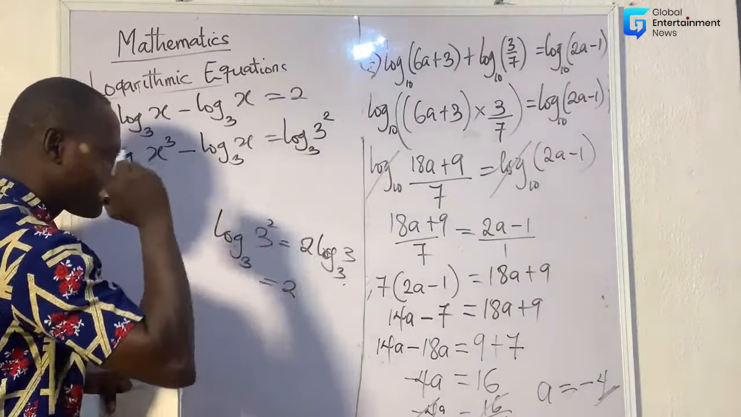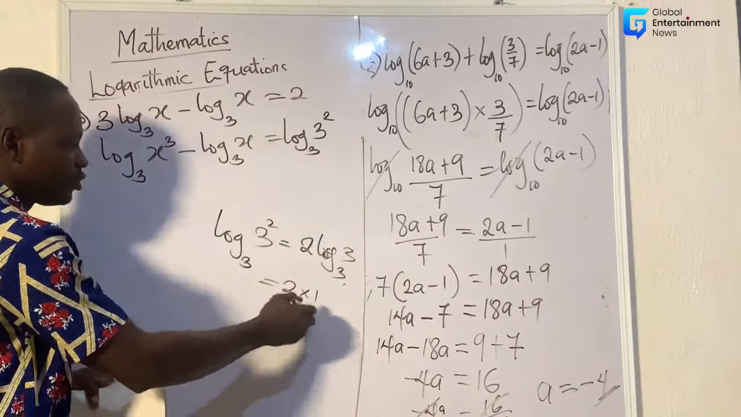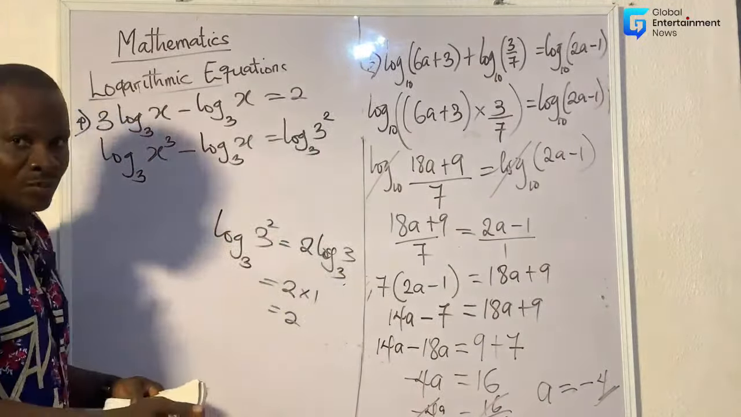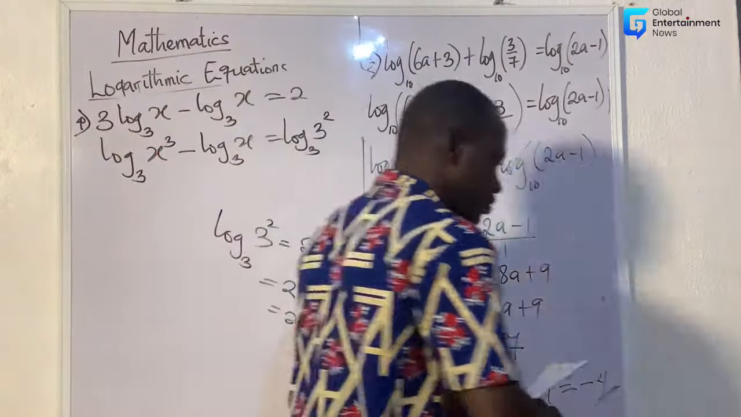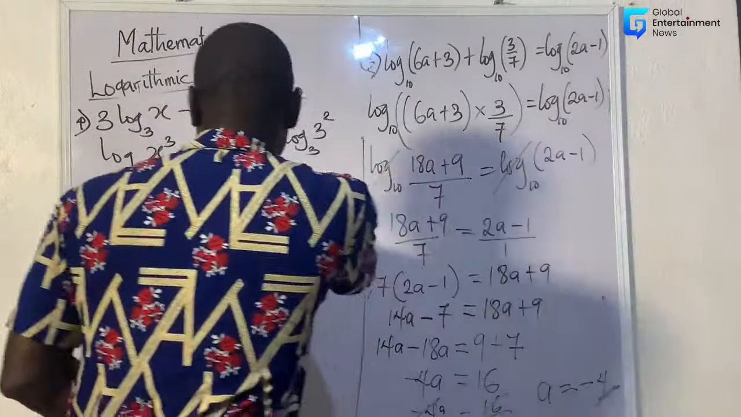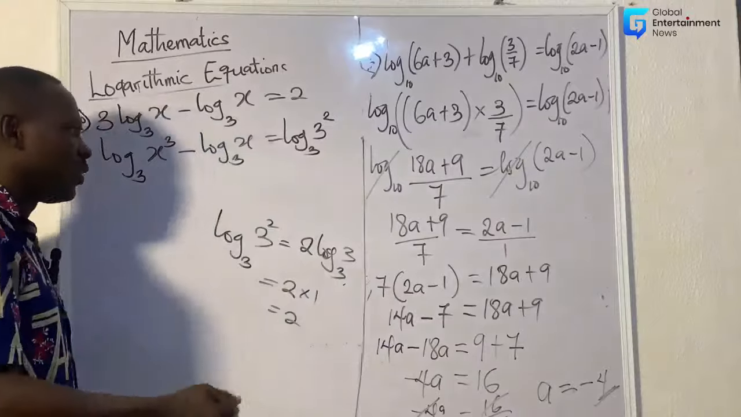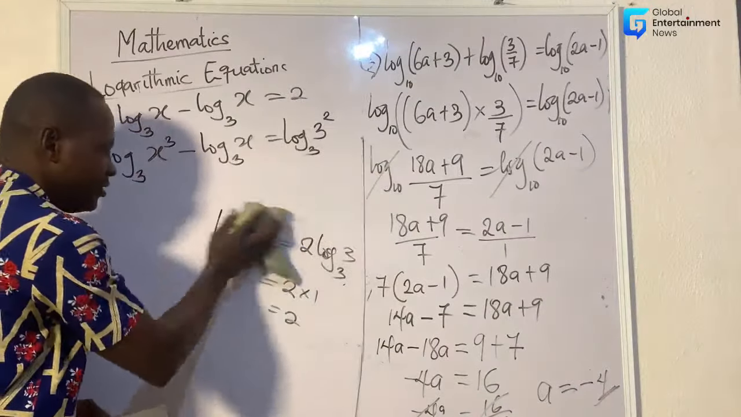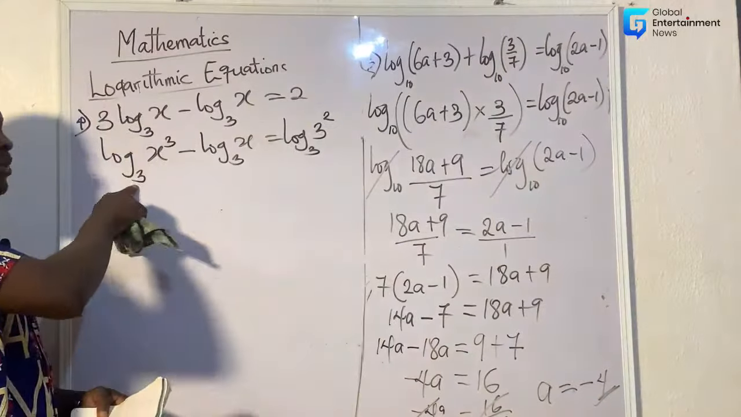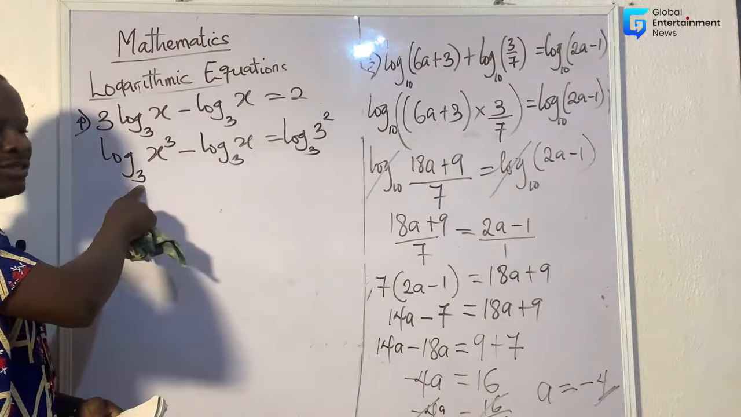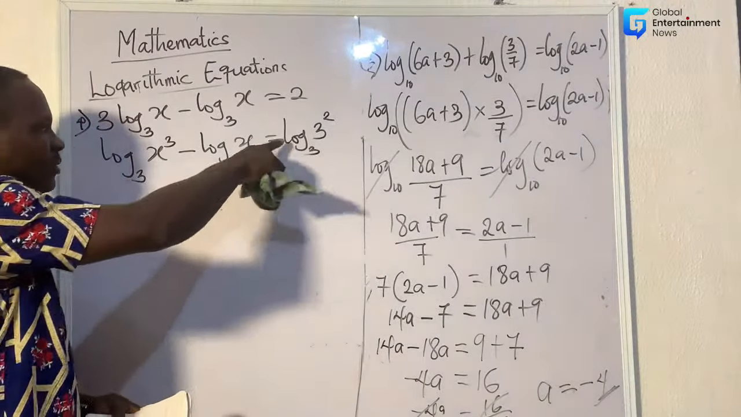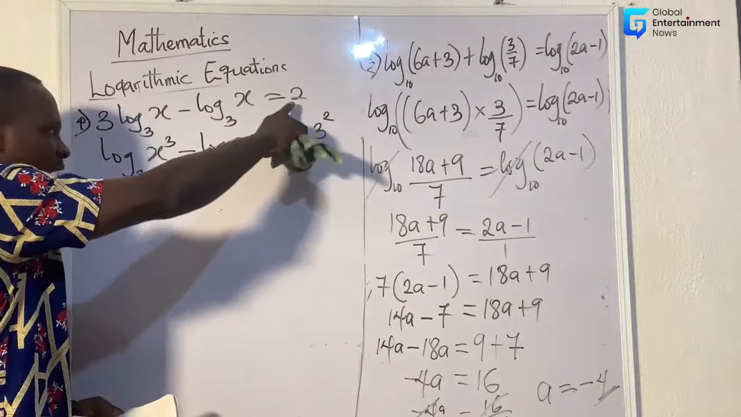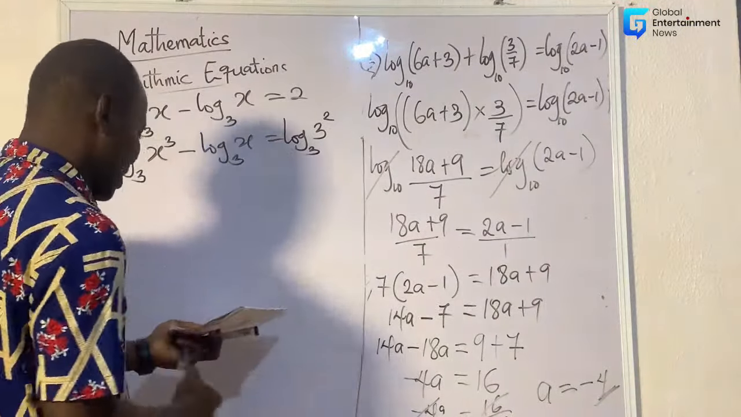Log 3 base 3 is 1, times 1, giving me 2. You can see that I got back my 2. So that is what you are going to use. If it is 10 that we have here, you are going to use log 10 base 10 raised to power the number you have here. If it is log to base 4 that we have here, it's going to be log 4 base 4, and you're going to power it with the number you have here.